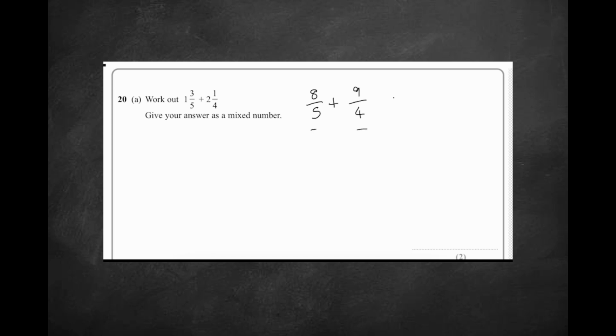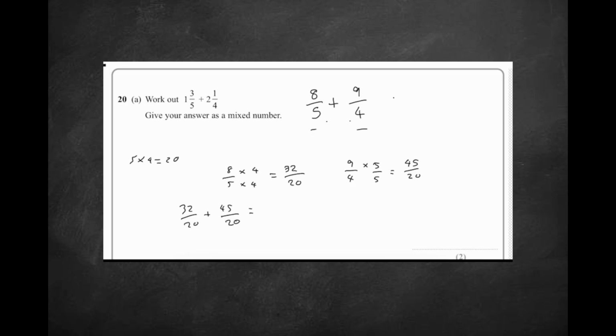So to do 8/5 plus 9/4, we're going to need to make them have a common denominator. Easiest way I find to do that, if the denominators aren't really high numbers, is just multiply these two together. So that's 5 times 4 is 20. So I'm going to get 20 as my denominator. So to do that for 8/5, I'm going to times top and bottom by 4, which gives me 32/20. And then similarly, 9/4 will times top and bottom by 5, gives us 45/20.